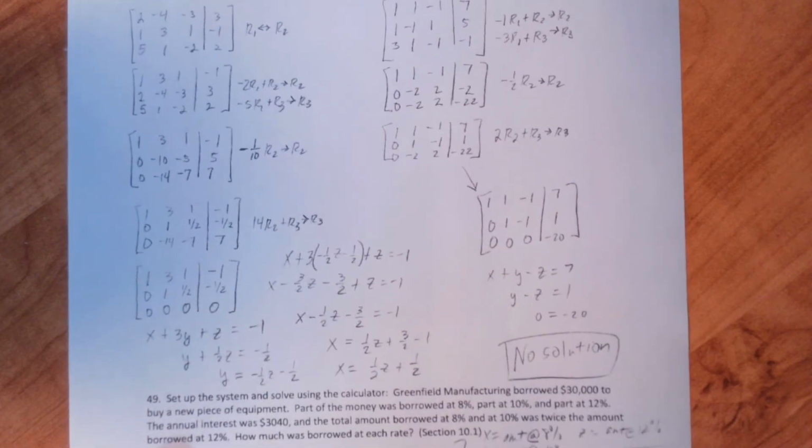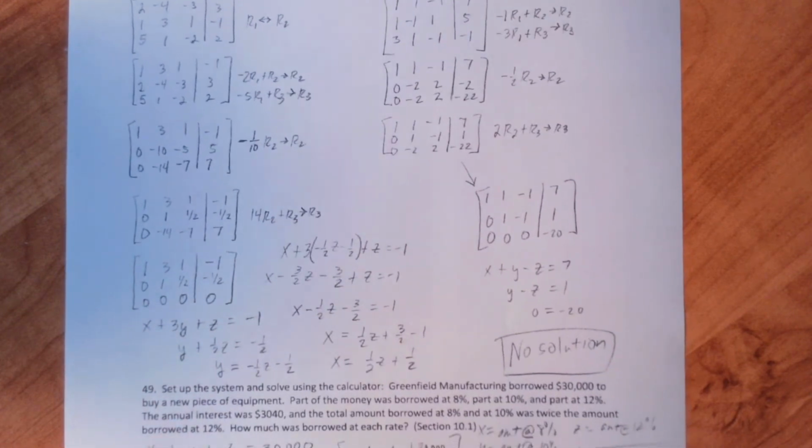If you write this matrix in equation form, you get this system here. And so basically you have x plus 3y plus z equals -1, and y plus 1/2 z equals -1/2, and that's it. And because you have a row of zeros, you know that you're going to have infinitely many solutions. It's just we need to be more specific than that. We should be able to write out their form.